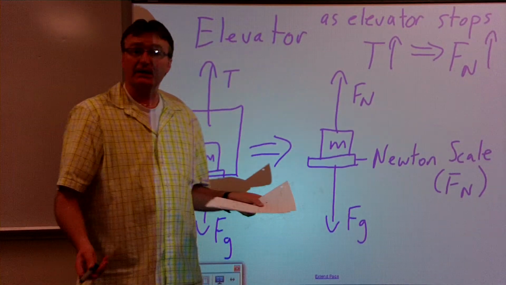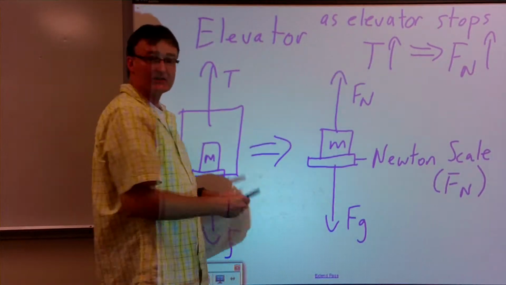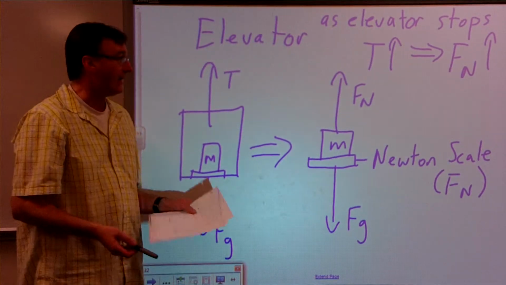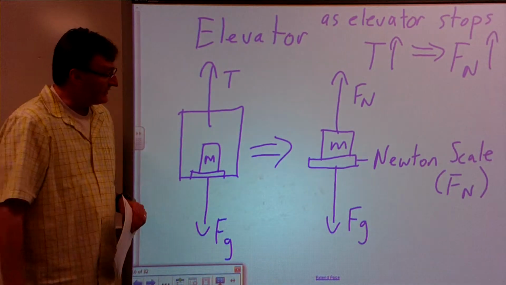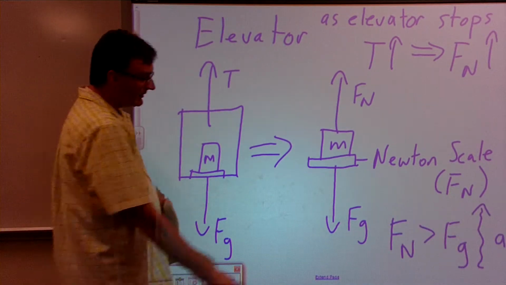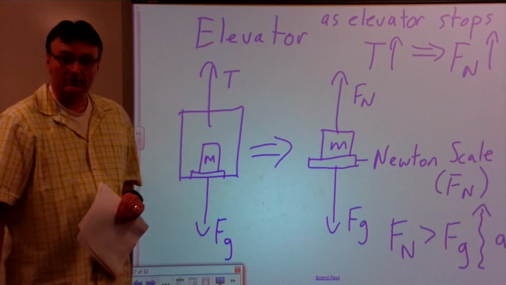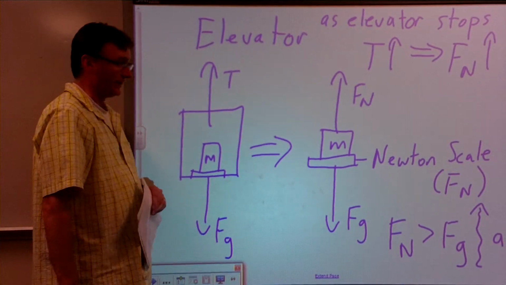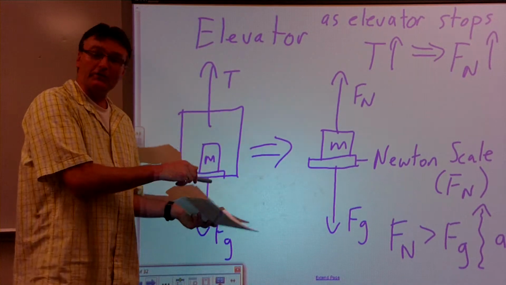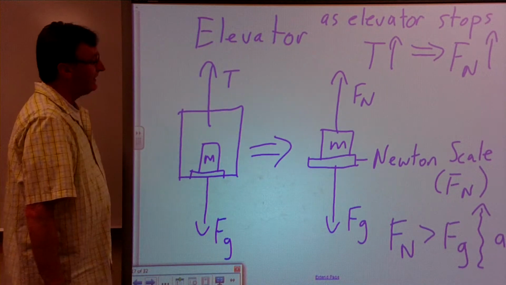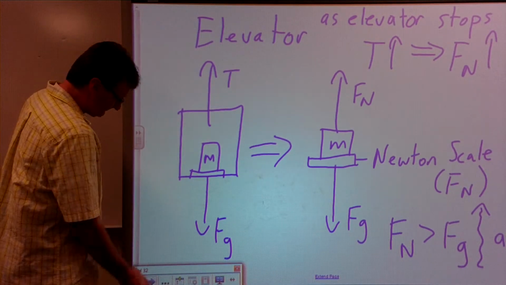As the elevator stops and it gets near the floor where you want to get off, then the tension force in the cable has to increase in order to slow the elevator down. So that means that the normal force on you will also increase, and so the normal force will be greater than the force of gravity, and your acceleration will be in the up direction in this case. And then you'll come to a stop, and then of course the normal force again will equal the force of gravity. So those are the essentials of the elevator problem.